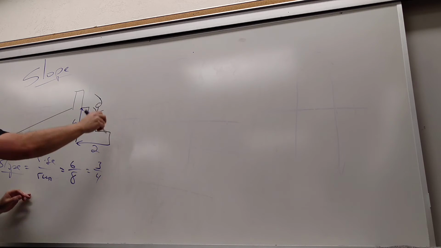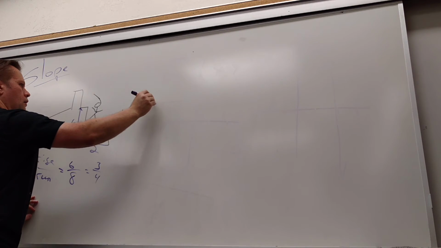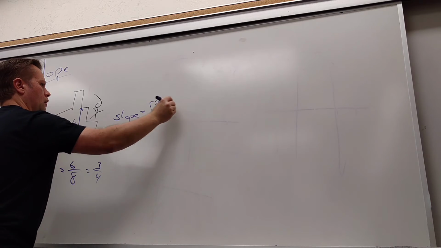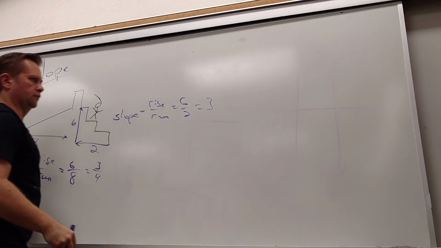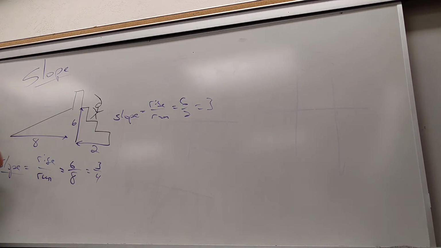What's the slope of this one? 6 over 2, which is 3. 4 times as big as that. 4 times the slope. And that's the whole point of a handicap ramp, of course, is to make it gentler so that pushing yourself up there, it's a little easier on you. I like it.